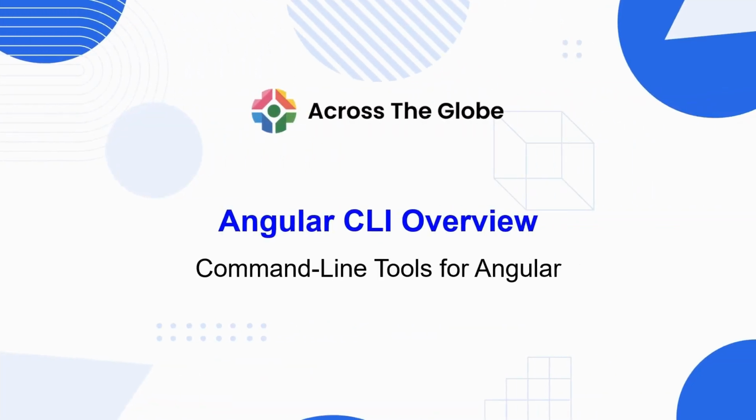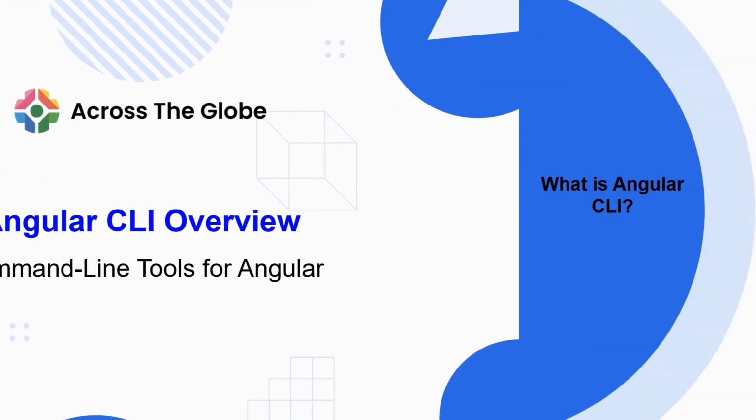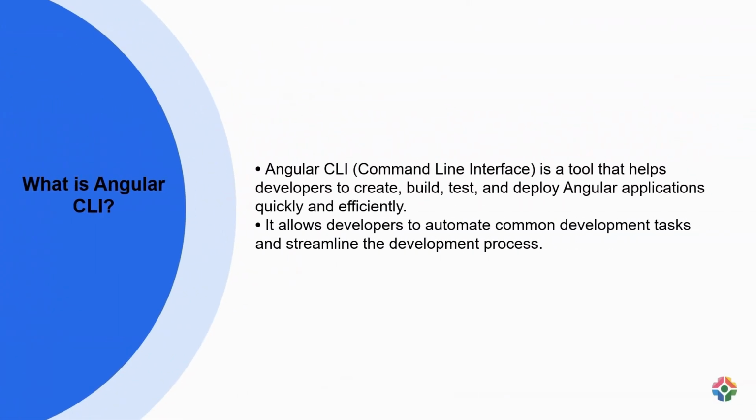Today we will learn about Angular CLI overview. Angular CLI, or Command Line Interface, is a utility for accelerating the development of Angular applications. With Angular CLI, developers can handle tasks like project creation, building, testing, and deploying applications smoothly and promptly. By utilizing Angular CLI, developers can automate repetitive and time-consuming tasks, leading to enhanced productivity and efficiency in Angular development.